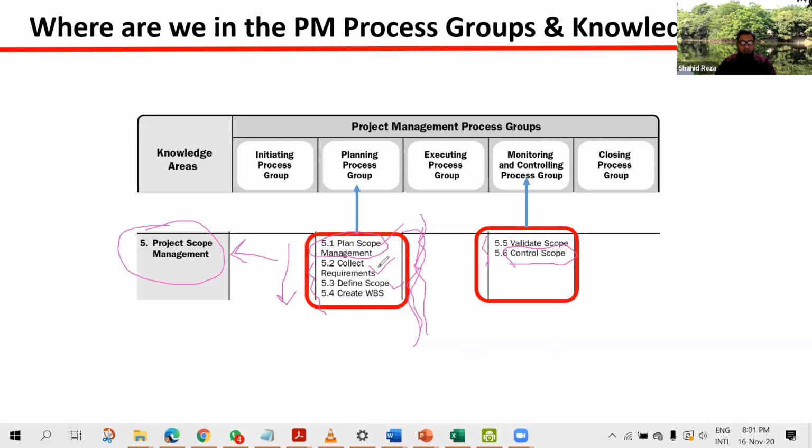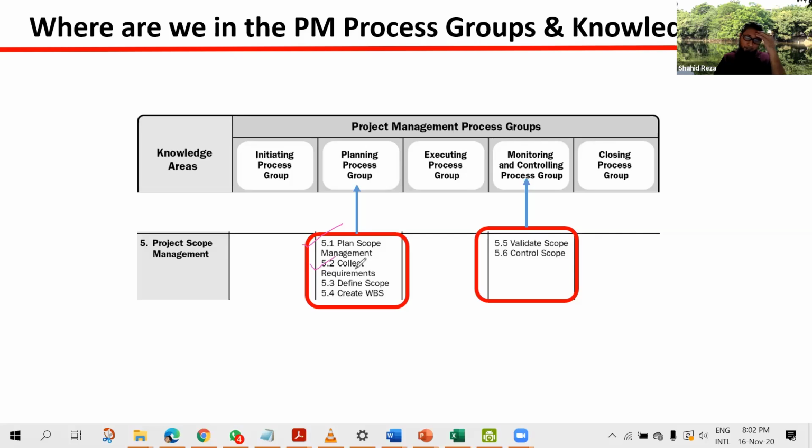All right. Okay, so after plan scope management, the second process is collect requirements. That means we have to understand the expectations and requirements of the stakeholders, what they are looking for from this project. So we need to understand by discussing with the stakeholders, analyzing the documents, analyzing the TOR or SOW or any contract document if you have. Analyzing all these things, we have to collect requirements.